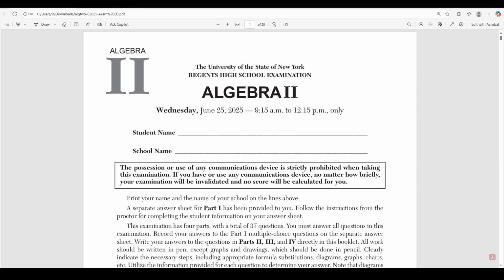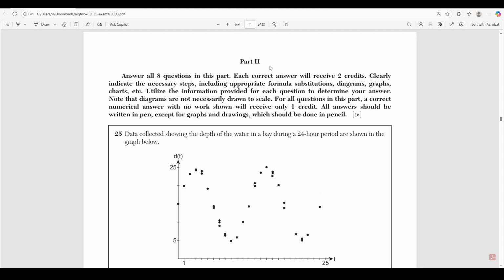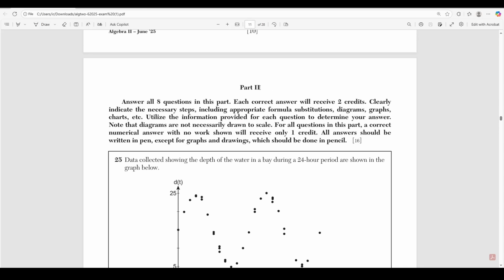Hello everyone, today we're going to be going over the June 2025 Algebra 2 Regents exam. In this video, we're going to be focusing on the short response sections, so we're going to be covering parts 2, 3, and 4. A link to this test can be found in the description of this video if you want to follow along at home, alongside a video going over part 1, or the multiple choice section of this exam.